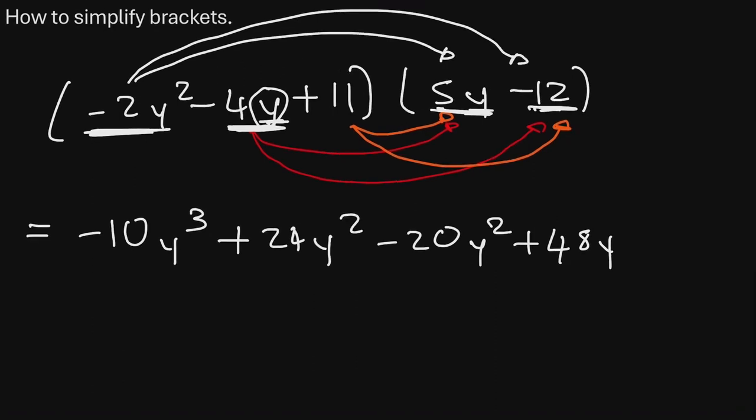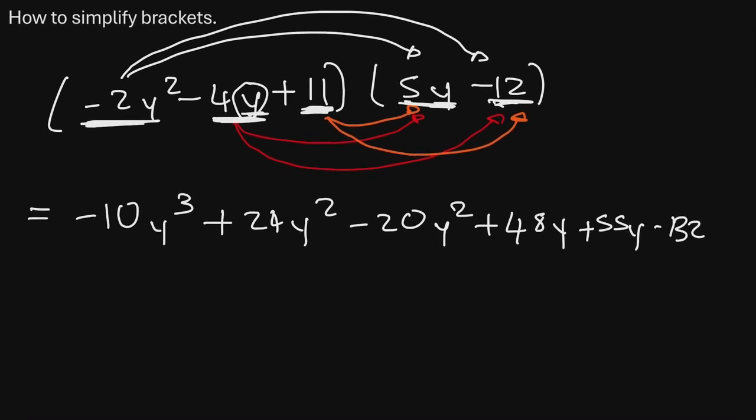So now we have to move to the last term, which is 11. So the 11 is going to multiply with 5. So we're going to say 11 multiplied by 5y, that is going to give us positive 55y. And then lastly, 11 will multiply with the negative 12. So 11 multiplied with the negative 12, that is going to give us negative 132. So that is how everything is simplified.